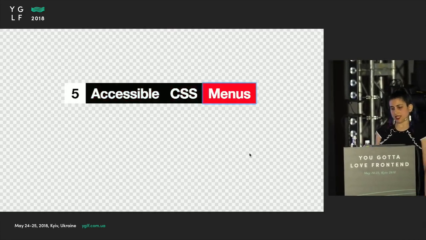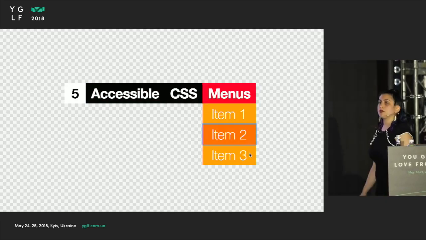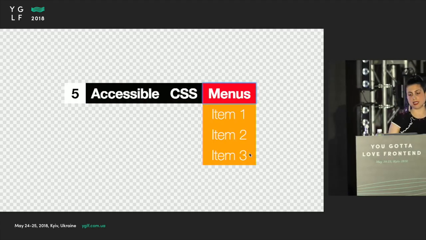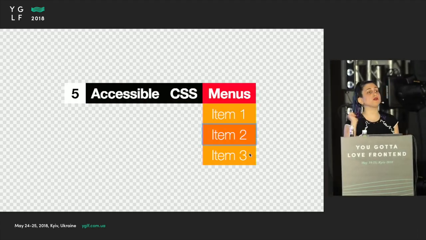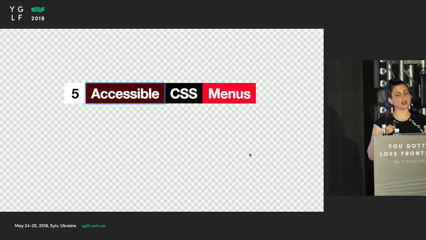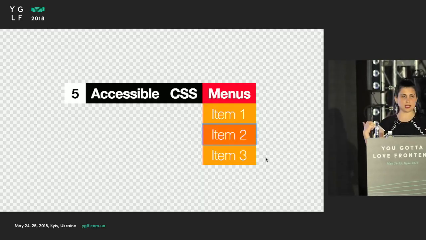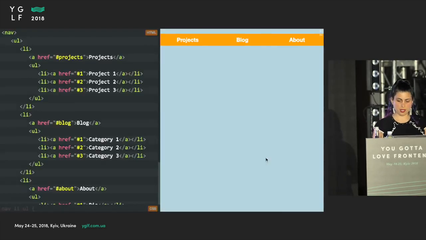So the fifth secret is about having accessible CSS pop-up menus. I'm sure you've seen this many times. How many of you have done a pop-up menu like this with just CSS at some point in your life? Most of you, right? It's like one of the exercises that people do when they're learning CSS. So the problem with these menus is that they don't really work with the keyboard. So unlike what this heading is showing, the reality is more like this.